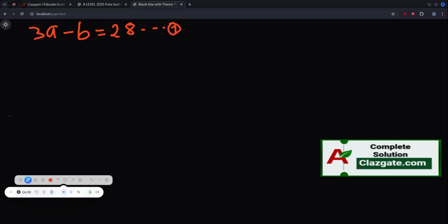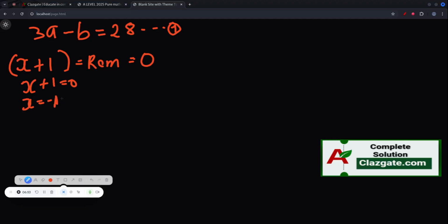And then in the factor theorem, we know that the remainder is 0. They said x plus 1 is a factor. It means that it gives us a remainder of 0. If this is a factor, we have to find the value of x. So x plus 1 is equal to 0, and that's why x will be equal to negative 1. It means that in p of negative 1, our remainder is equal to 0.